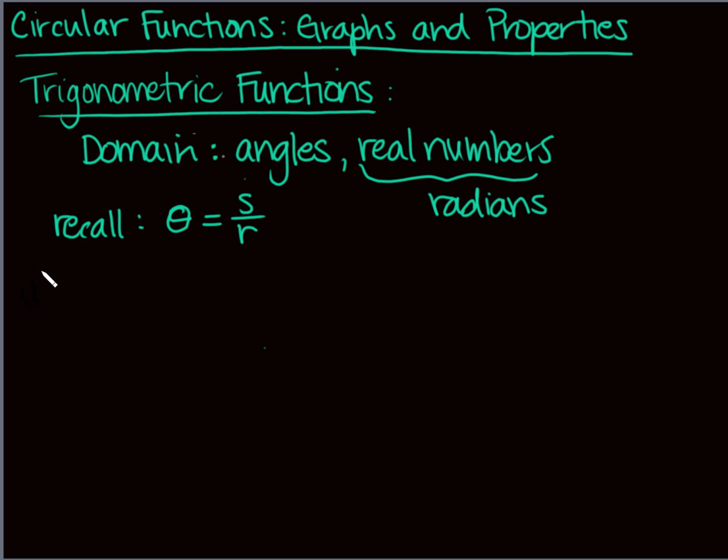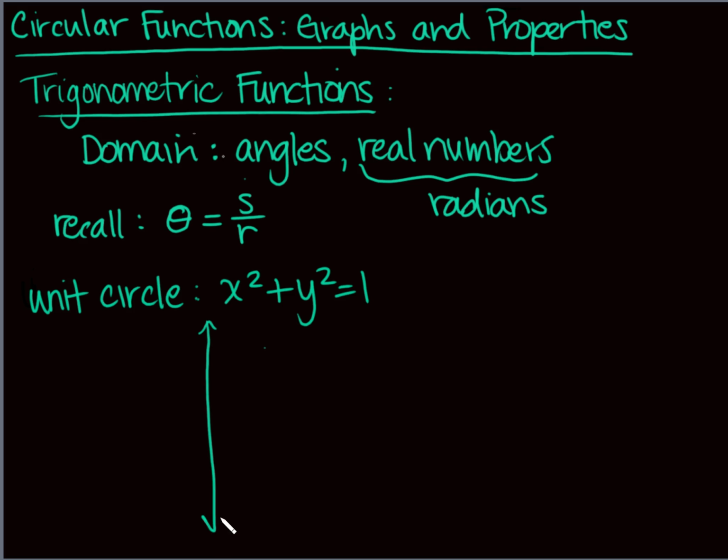On the unit circle here, I should probably not use black. There we go, that's better. I don't have that lag like I was having before. So on the unit circle, we know that x squared plus y squared equals 1. That's the formula for a circle that is centered at the origin with radius 1.